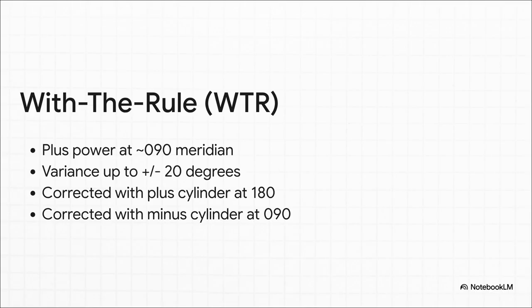To correct that steep 90-degree meridian, we need to add plus cylinder power along the flat horizontal meridian, which is the 180 meridian, often written as axis 090. Or, if you're an optician, you correct it by taking away power using minus cylinder at the 90-degree meridian, which is axis 180. Oh, and remember, it doesn't have to be exactly 90 or 180. An allowable variance of plus or minus up to 20 degrees still totally counts as with the rule.